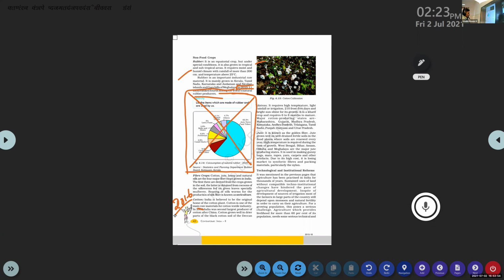Cotton grows well in the drier parts of the black cotton soil, where rainfall is limited or less. The region is termed the Deccan Plateau region: some regions of Maharashtra, Andhra Pradesh, Telangana, Tamil Nadu, all coming under the Deccan Plateau, southern India.